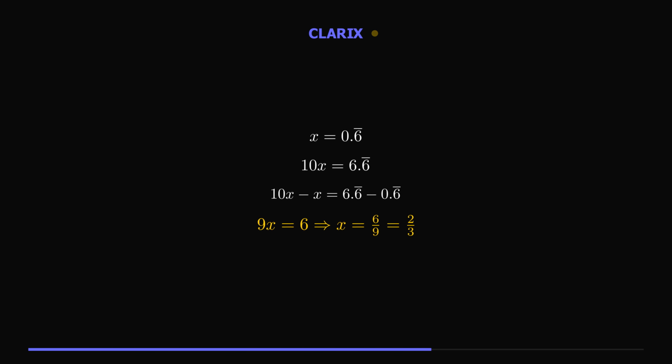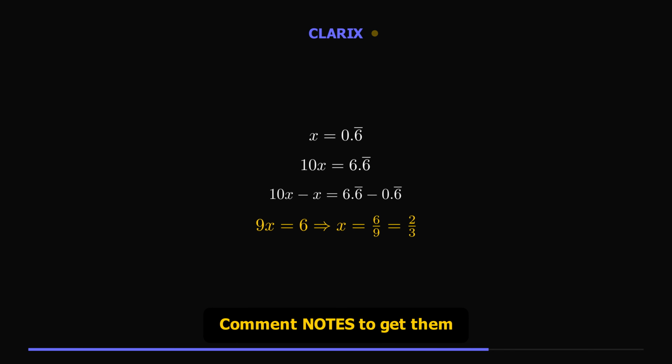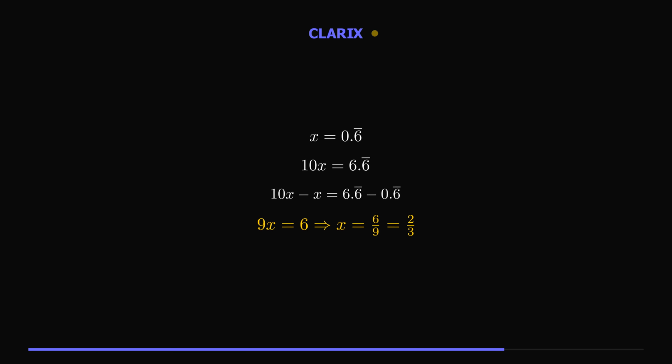Say x equals 0.6 repeating. Multiply both sides by 10 to shift one full repeating block, 10x equals 6.6 repeating. Subtract the original equation from this one and the repeating tails cancel out perfectly. 10x minus x equals 6.6 minus 0.6, so 9x equals 6, giving x equals 6 over 9, which simplifies to 2/3. Same trick works for any repeating decimal. Shift by a power of 10, matching the repeating block length, subtract, and solve.